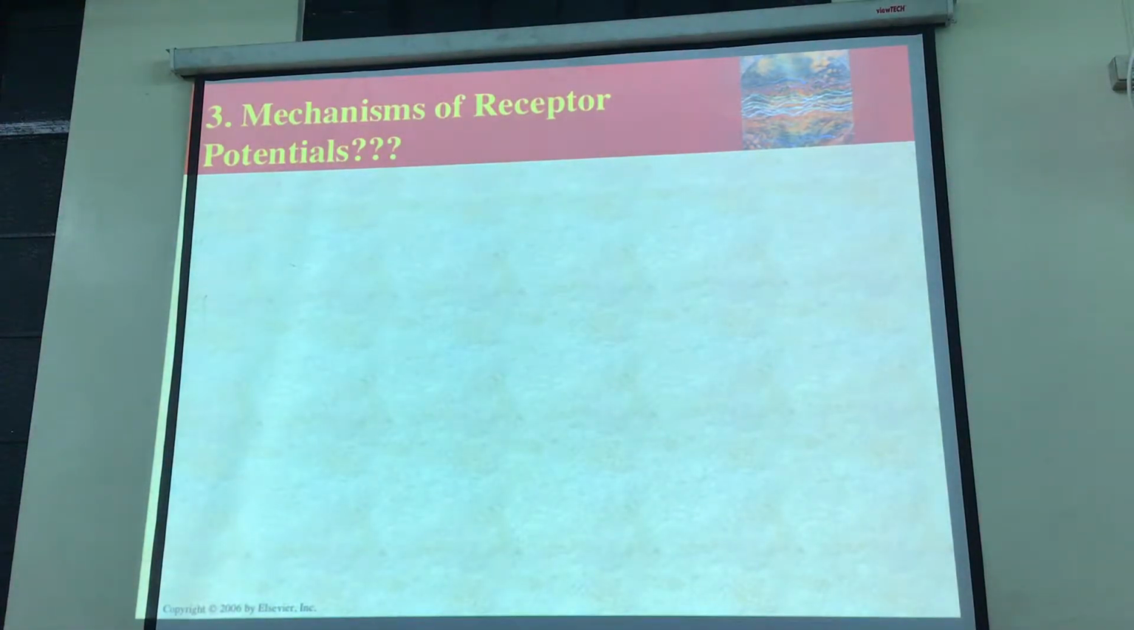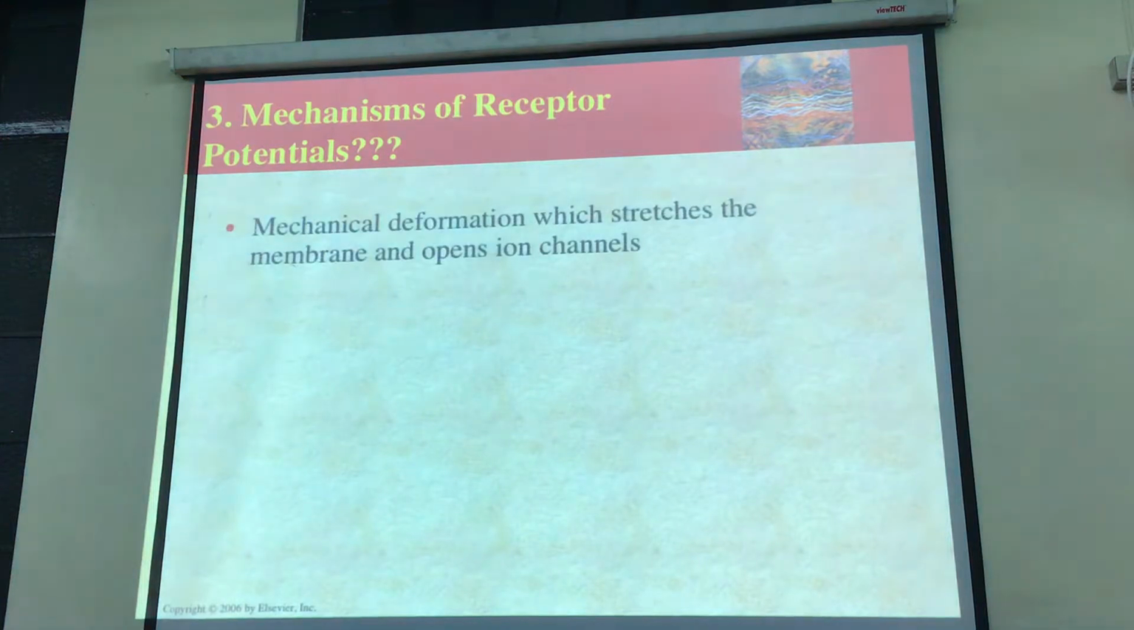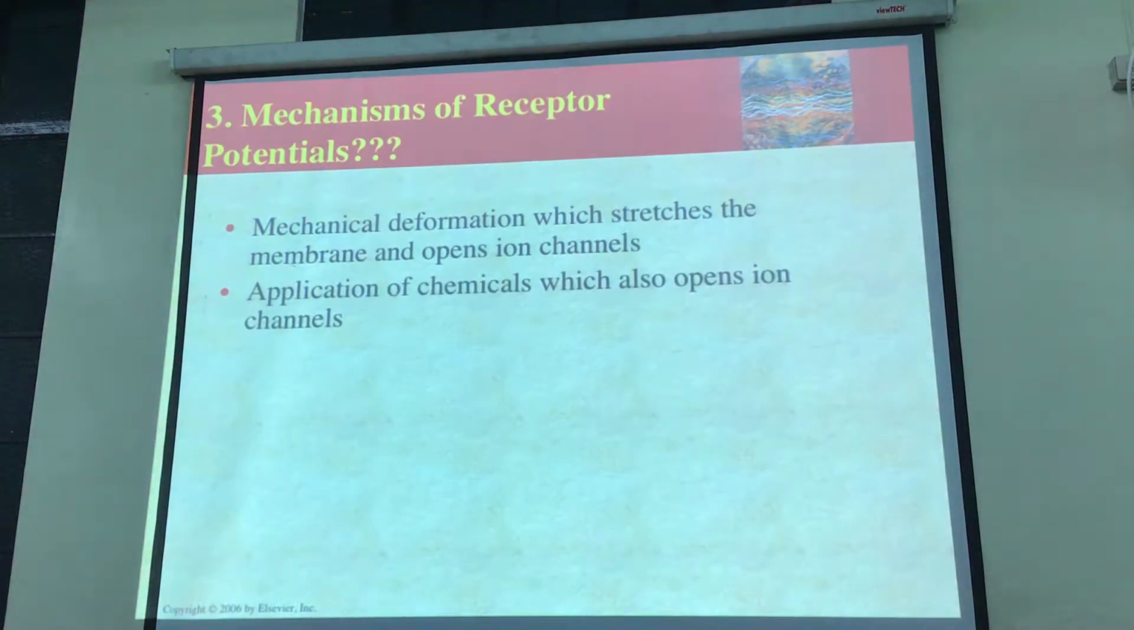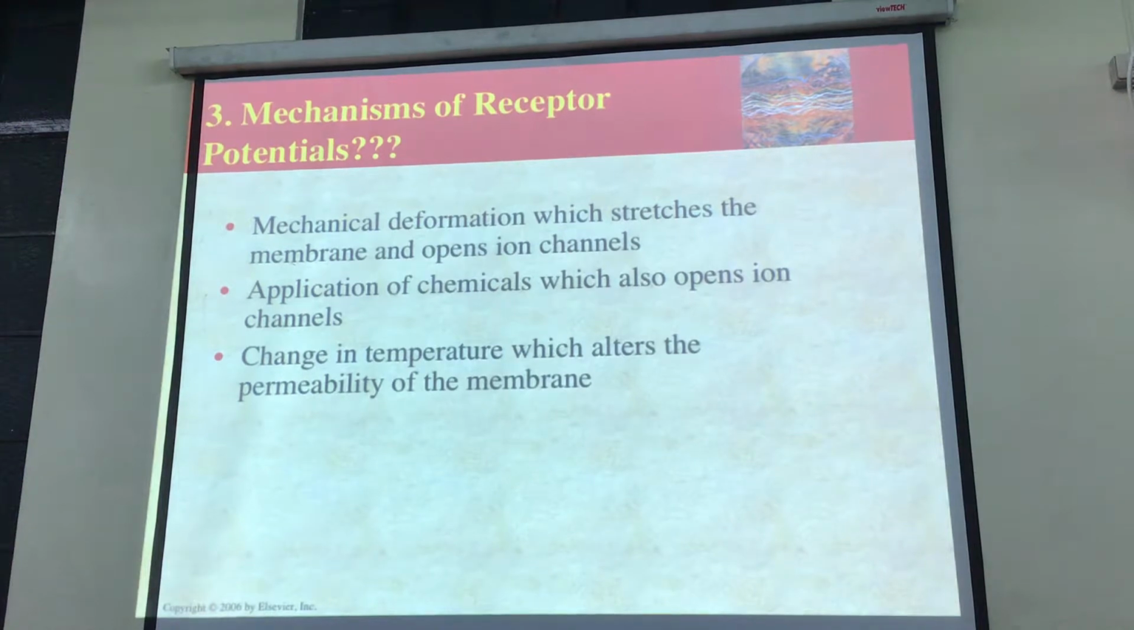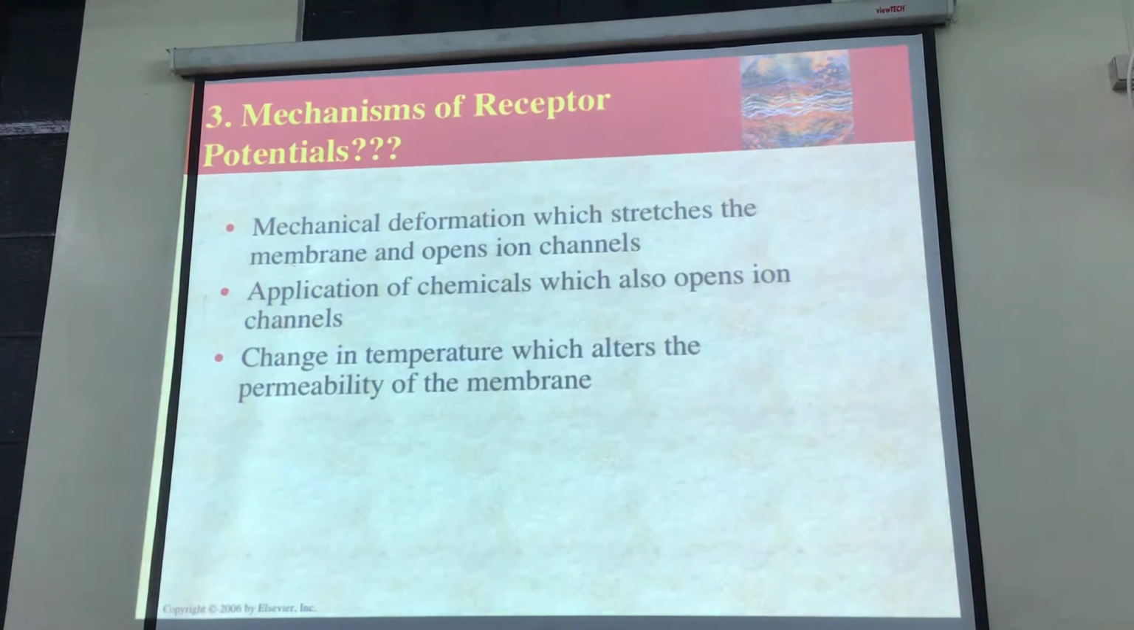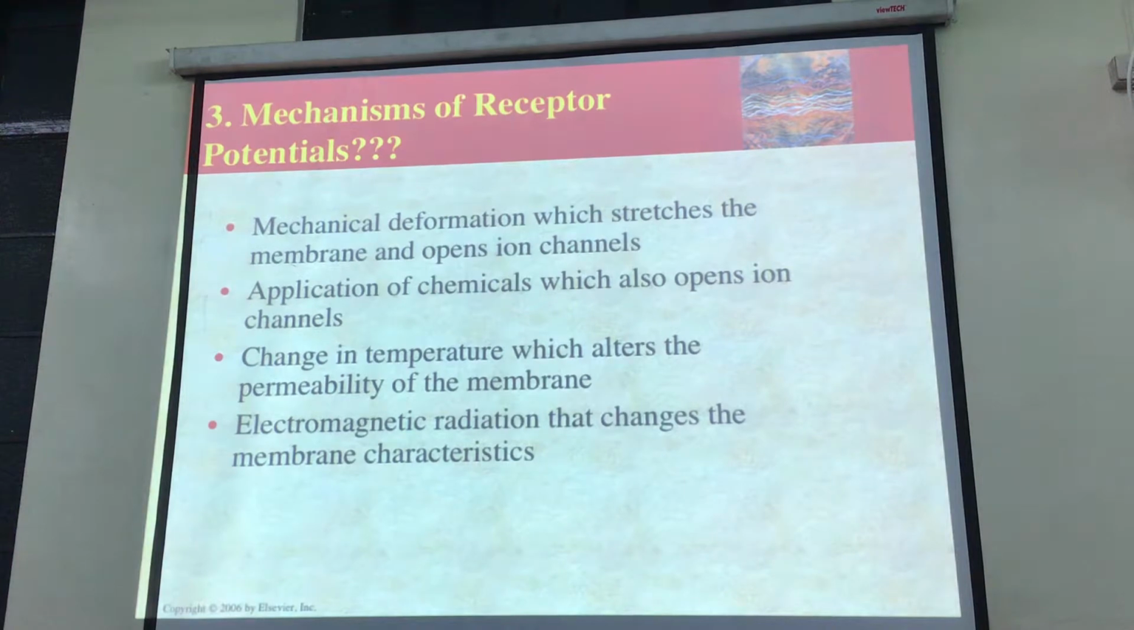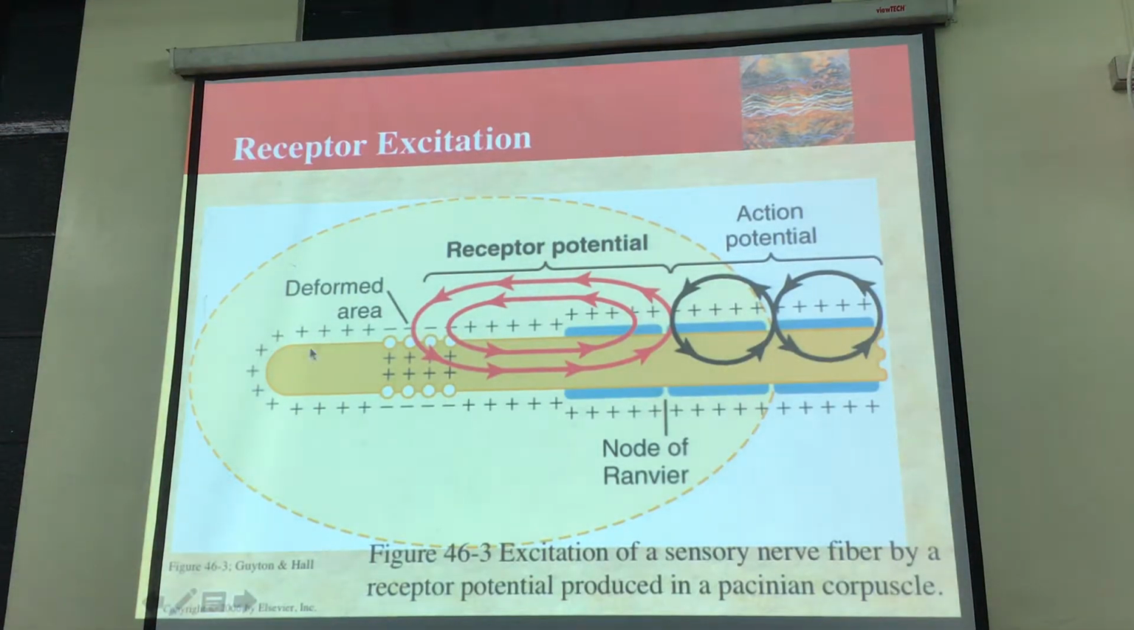And the mechanisms, so we have discussed earlier, mechanical deformation. So you have to recall what happens when there is any stimulus. There will be membrane depolarization, opening of the ion channels. Even application of chemicals will open an ion channel. Change in temperature will also alter permeability of the membrane, and even electromagnetic radiation changes membrane characteristics. Again, recalling, a membrane is negatively charged inside at rest.